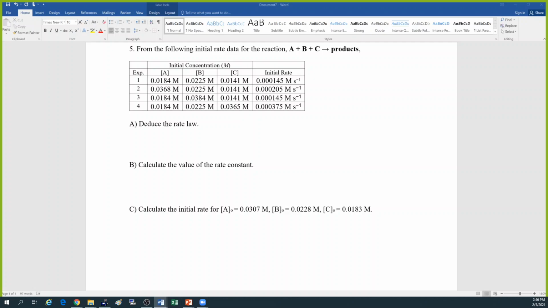For Y, okay, let me check that one out. Did you use experiments 1 and 3 for that one, Miriam? Okay, so I'm going to try it right now. Actually, I don't even have to try it, because look at the rates. What is the rate doing between experiment 1 and 3?